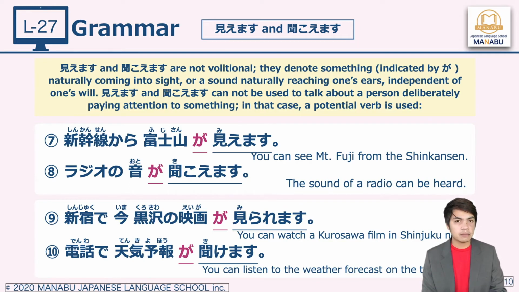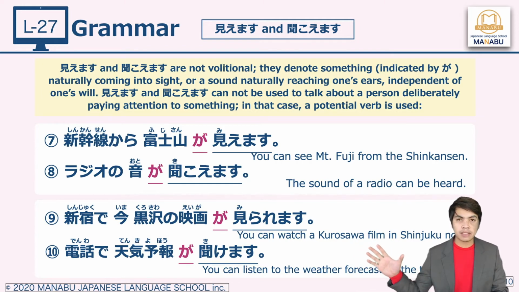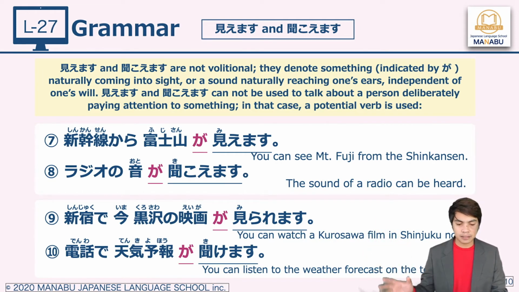So just like example number 7, Shinkansen kara Fujisan ga miemasu. So from the Shinkansen, the bullet train, Mount Fuji can be seen or is visible. As I mentioned earlier, independent of one's will. So this is not volitional. This is not the speaker's intention to see Mount Fuji, but Mount Fuji itself is visible from the Shinkansen. Miemasu. So remember the verbs miemasu and kikoemasu.